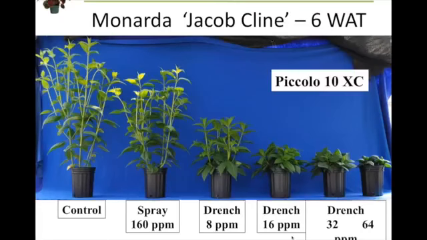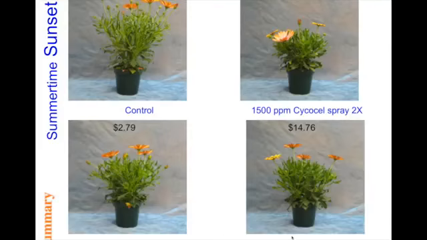Here's actually the plants a little later, 6 weeks, so you can see that the 8 part per million drench held back that plant. It's nice and compact, whereas the other rates were a little on the excessive side.